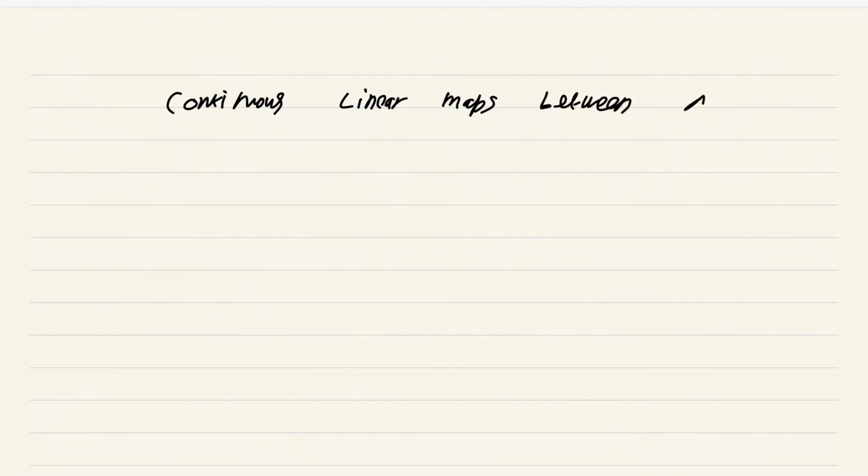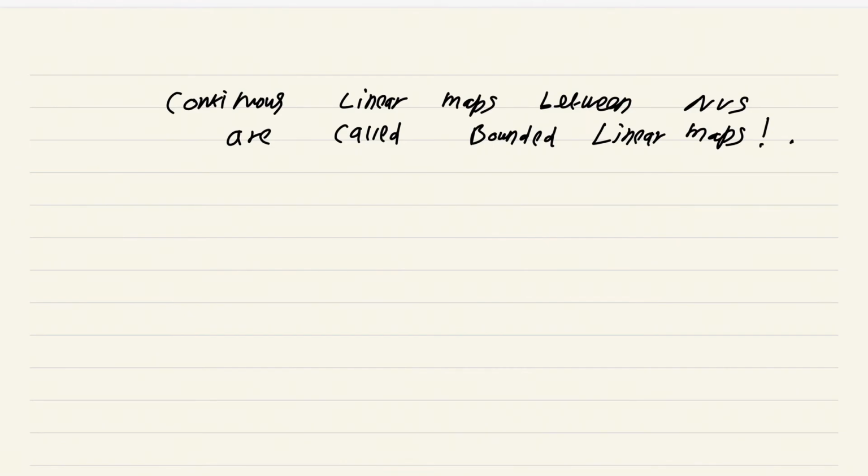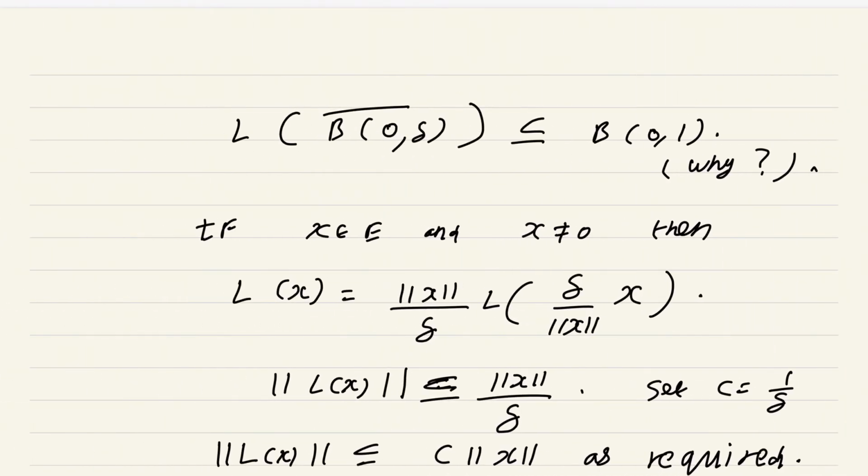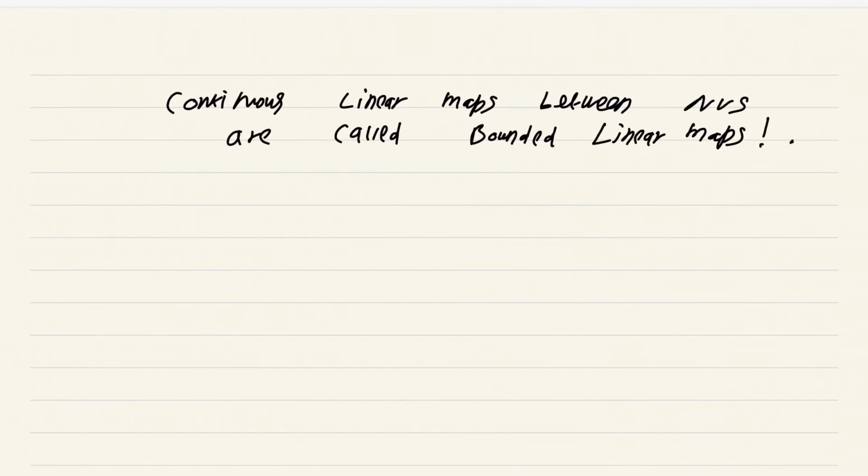so continuous linear maps between normed vector spaces are called bounded linear maps. Okay, now they are called bounded because we have this inequality. Now, you're all familiar with what a bounded function is. That just means that the range of that function has a positive but finite diameter, right? That is the usual notion of boundedness.